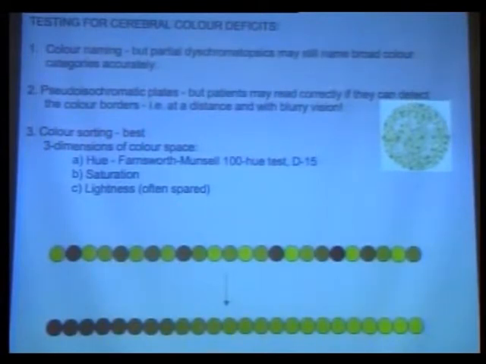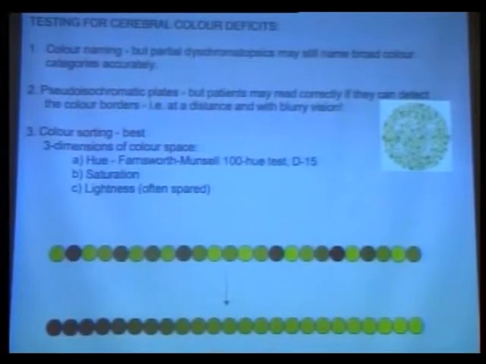Pseudo-isochromatic plates, like the Ishihara plates, we have those readily at hand in the clinics. But there are some little caveats there. If you hold the plate far enough away from the person so that all the little white spaces between the dots merge and get lost, these subjects with achromatopsia may still be able to read the number. That's because many of these subjects still have the ability to detect color boundaries. So they can tell that there's a boundary around this one that makes it a 1. They just can't tell you what the color is inside and what the color is outside. So, a little caveat there.